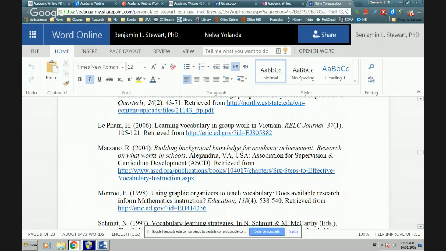Okay, and then we have Alexandria, Virginia. This is the city and state. So association, that is the publisher? Yes. Now, putting the country is not necessary when it's in the United States, only the city and state. So she could remove USA, basically removing USA and putting the colon right after VA.